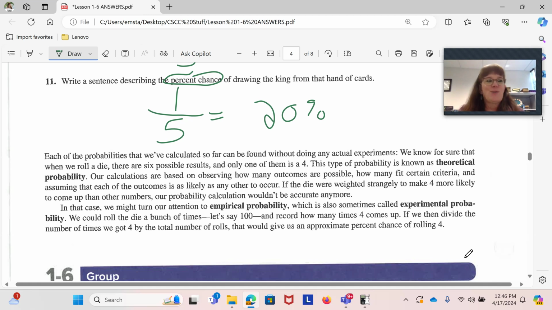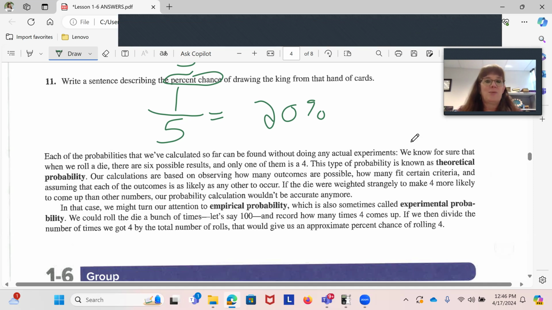And that is basically all there is to know about probability. As you go into your groups, you'll be looking at some experimental or empirical probability and working with that.